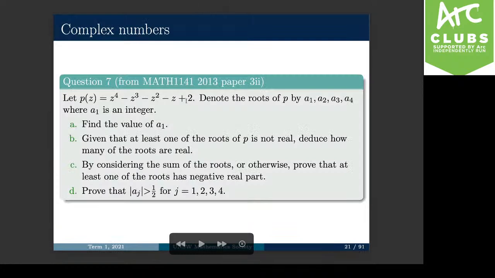So moving on to also complex numbers. So this is from the 2013 paper from MATH1131. And so the question is: let p(z) equal z to the power 4 minus z to the power 3 minus z squared minus z plus 2. And we denote roots of p as a1, a2, a3, where a1 is just an integer. And then part A, we're trying to find the value of a1. So I might just go through part A first and then go back, so then you guys don't forget what the questions are.